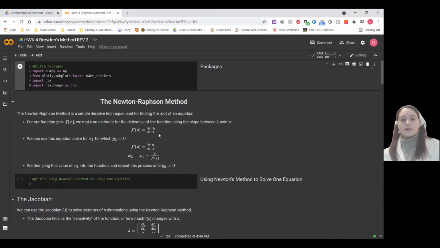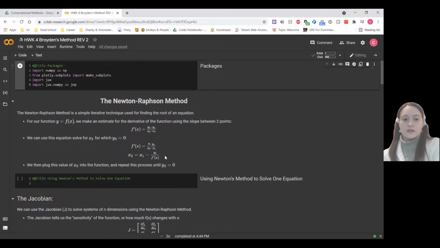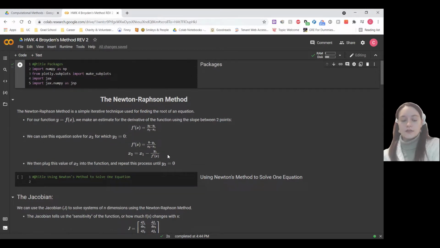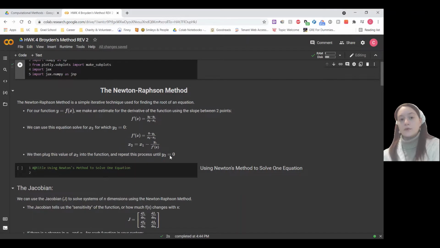So then if we know that we're trying to find the root of the function, that means that we're going to set f of x equal to 0. So in this case, we're setting y2 equal to 0. So if we plug in 0 for y2 and we rearrange our function, we can solve for the x2 for which y2 is 0. So once we get our estimate for x2, we can then plug x2 back into our formula for f of x and solve for our actual y value, to see how close it is to our desired value of 0. And we can keep repeating that process until we get close enough to 0 that we have found the root of our function.